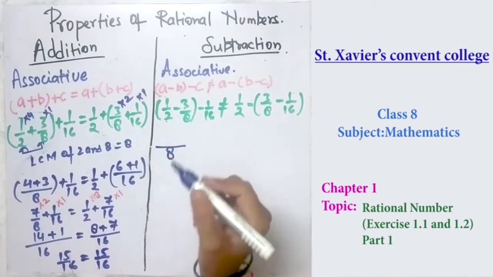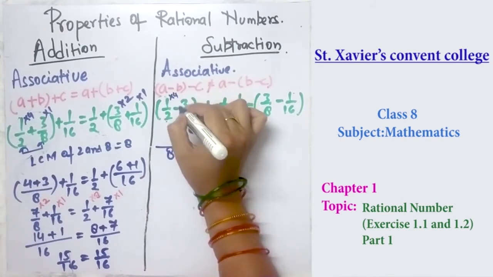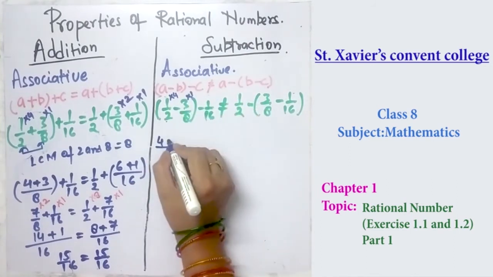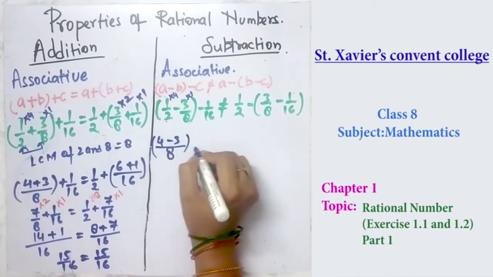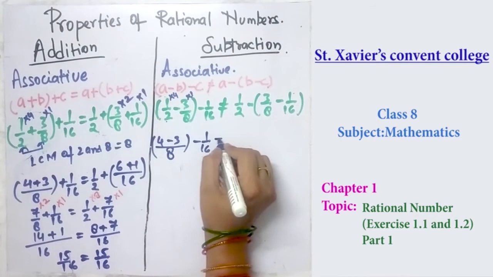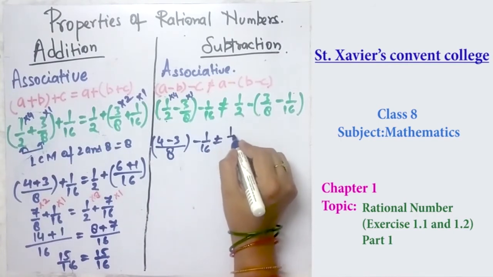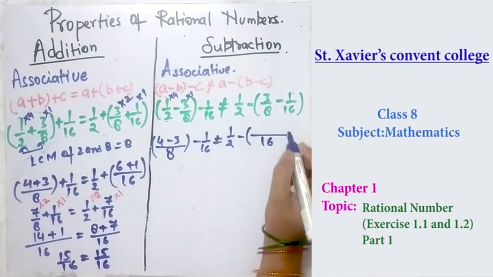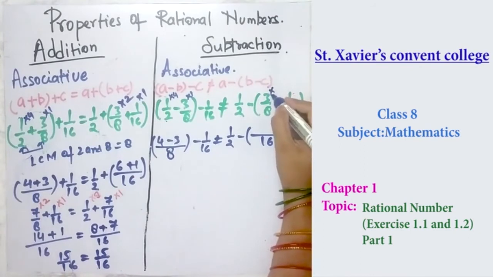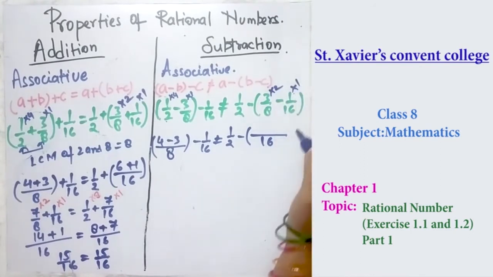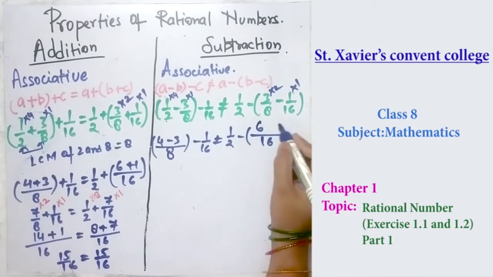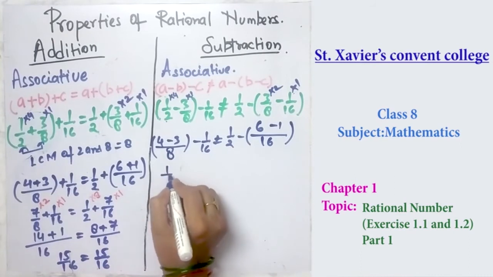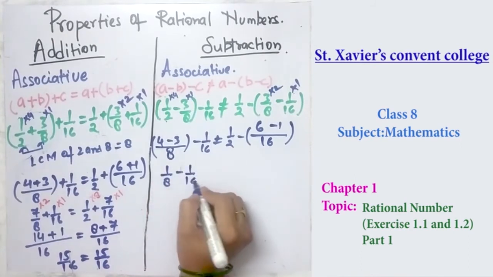Now the LCM, 2 4s are 8. So 4 is a multiple, 8 ones are 8, 1 is a multiple. 4 ones are 4, 3 into 1 minus 3. In a bracket put minus 1 upon 16 is not equal to, again we will solve the bracket first, 1 upon 2, 8 and 16, the LCM will be 16. 8 twos are 16. So 2 will be the multiple, 16 into 1, that is 1 is a multiple. 3 twos are 6, 1 into 1, that is minus 1. 4 minus 3, 1 upon 8 minus 1 upon 16.